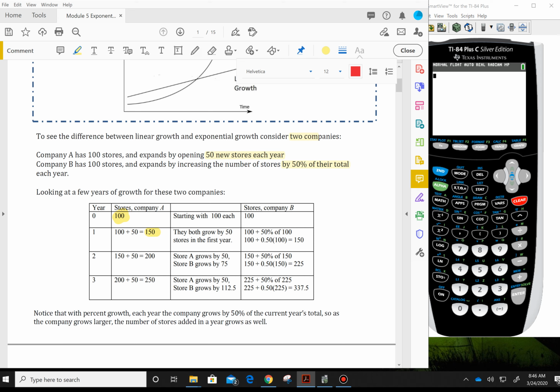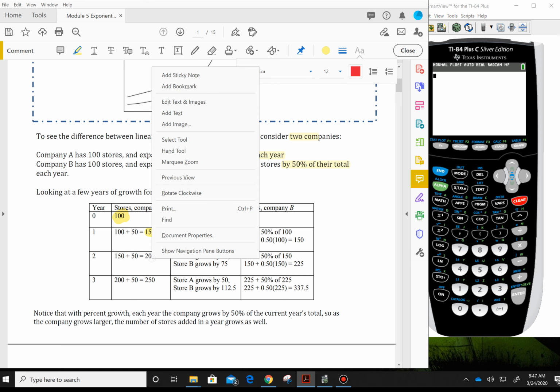To now have 150 stores. After the second year, they add another 50 to now have 200 stores.